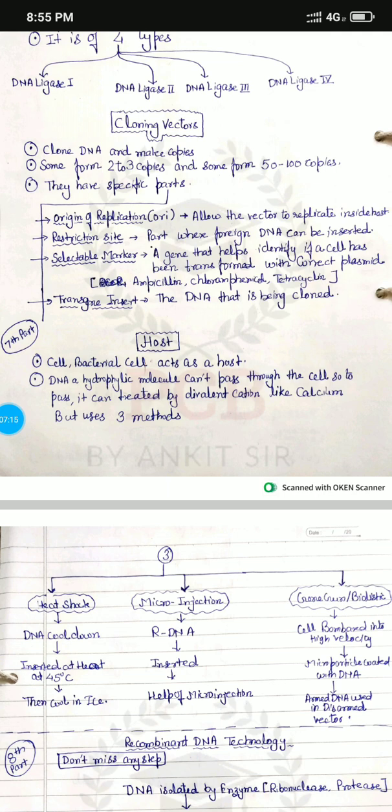The seventh part is actually the host. Now the recombinant DNA is formed. Now the host, the bacterial cell, which actually acts as a host. DNA is a hydrophilic molecule which does not pass through the cell. So by treating with a divalent cation like calcium, DNA can be passed inside the cell by the help of three methods.